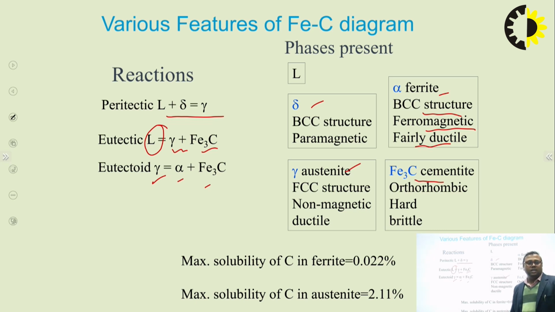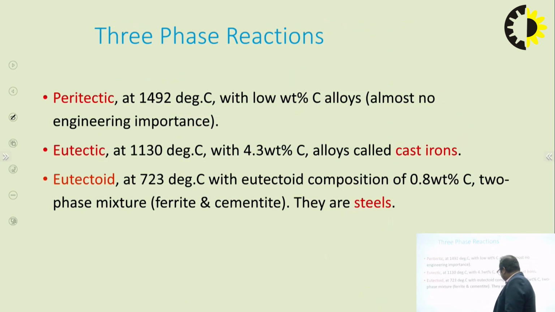So you can see that the maximum solubility of carbon in ferrite is 0.022% and the maximum solubility of carbon in austenite is 2.11%. Coming on to the different reactions, the peritectic reaction occurs at 1492 degrees centigrade with a low weight percentage of carbon in the alloy. Almost no engineering importance is there.